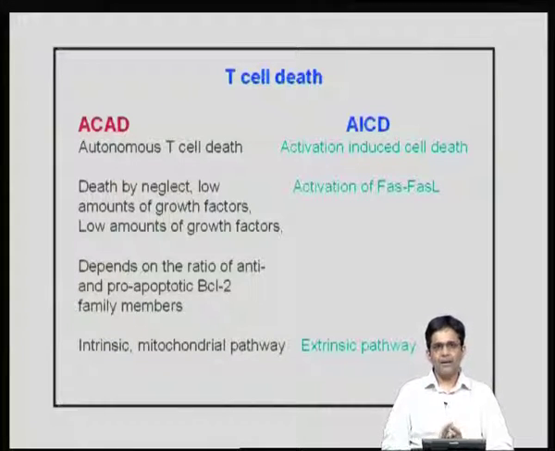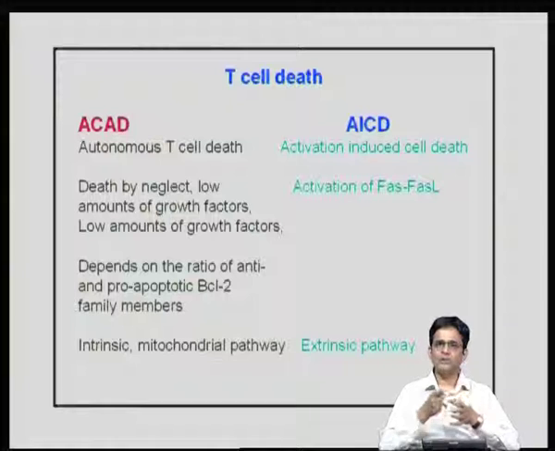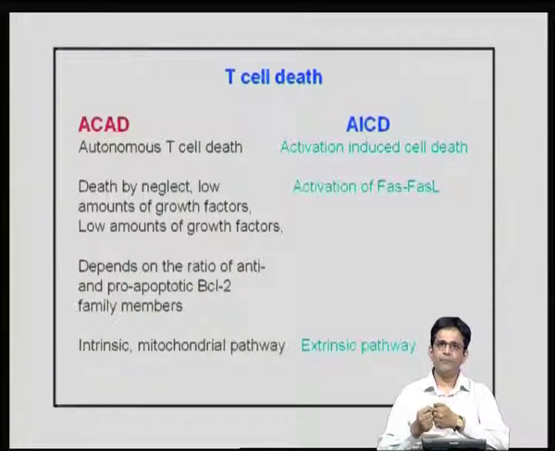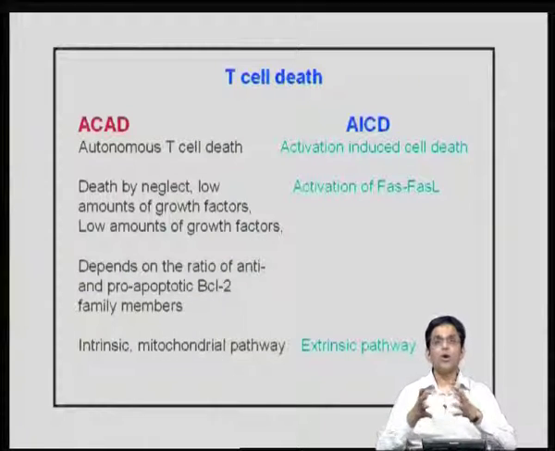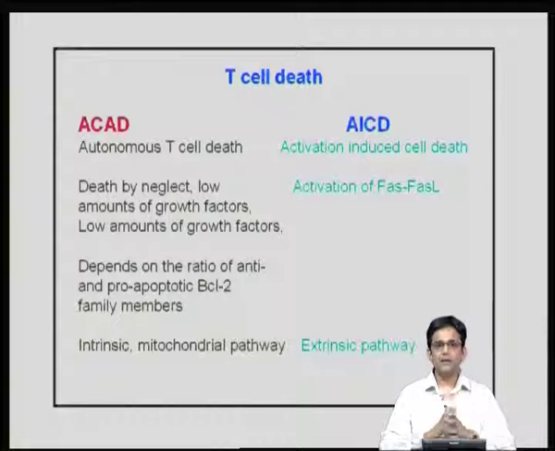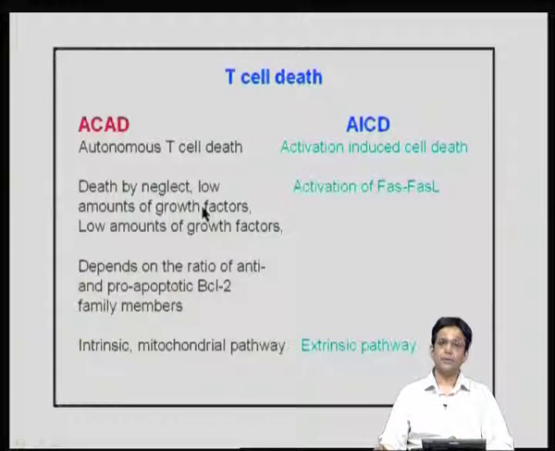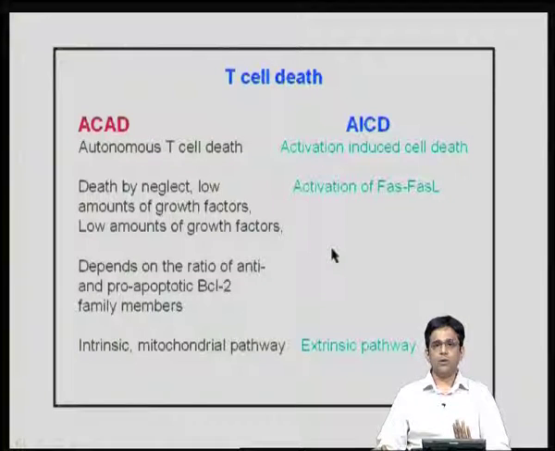Now, in the autonomous T cell death pathway, the ratio of the anti- and the pro-apoptotic BCL2 family members is the most important. The ratio is important because it determines whether the cell finally undergoes cell death or survives. So, that is an important pathway, and it is the intrinsic or the mitochondrial pathway which plays an important role in the autonomous T cell death pathway. In the activation induced cell death pathway, the key pathway over here is activation of FAS-FASL, and it is the extrinsic pathway which is playing an important role over here.